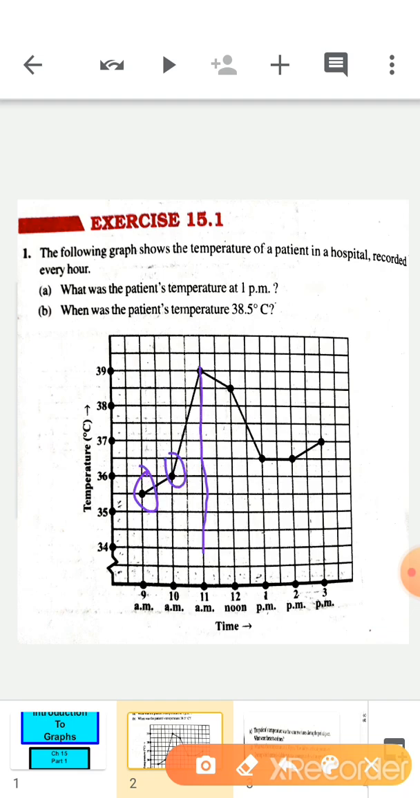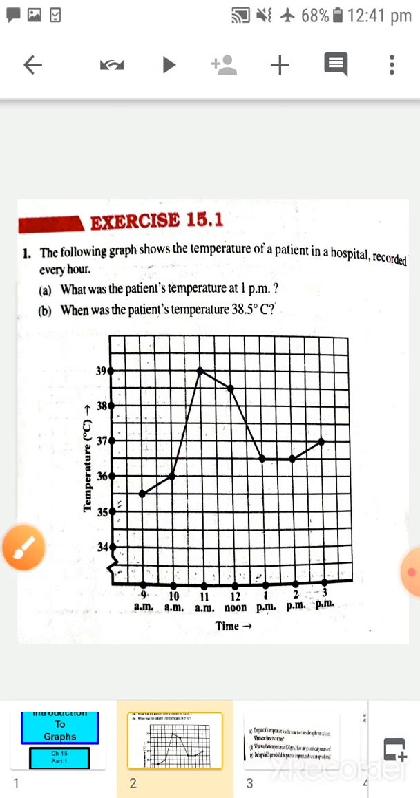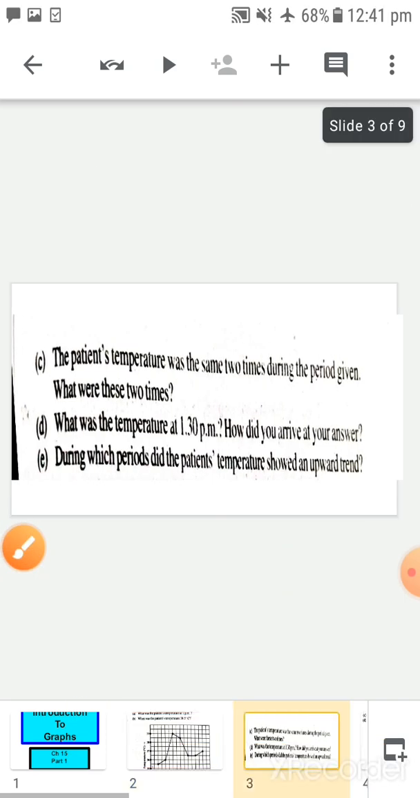Let's see the time period. So if we extend this line in the downward direction, the time period is 11, and the other is 9. So we can say that temperature is moving in an upward trend between the time period of 9 to 11 a.m. Okay, getting my point. Now let's move to the next question.